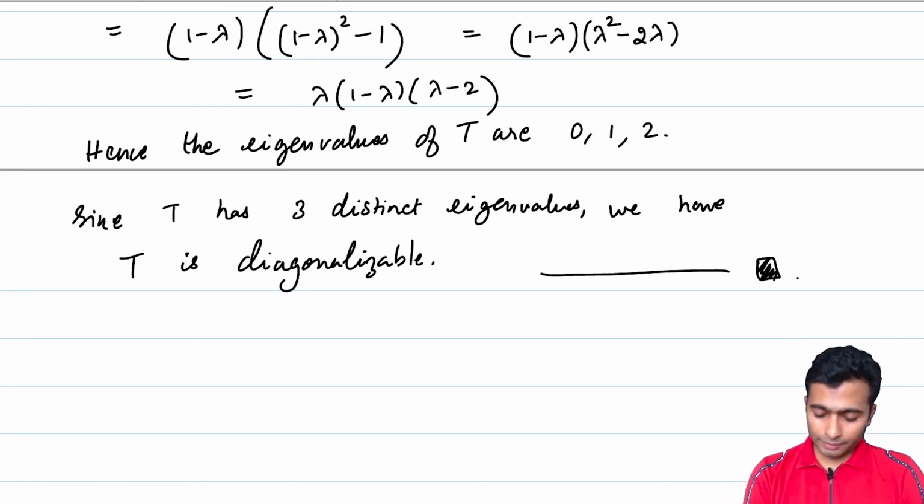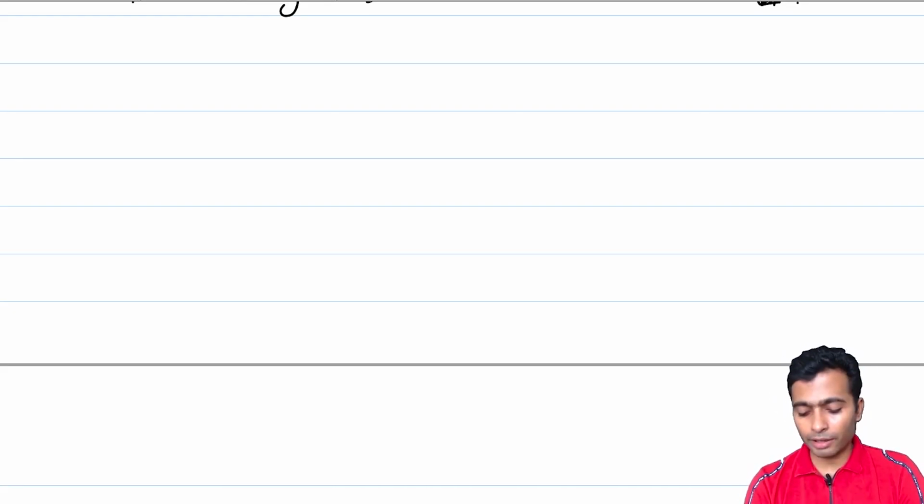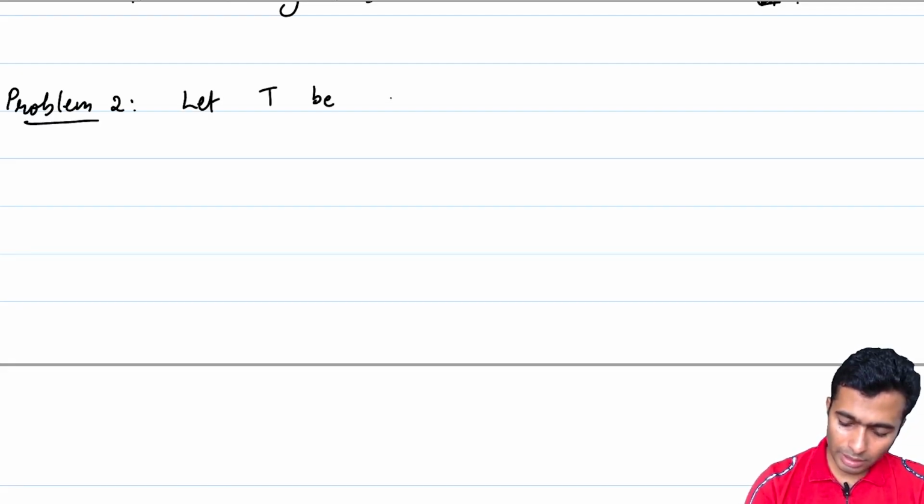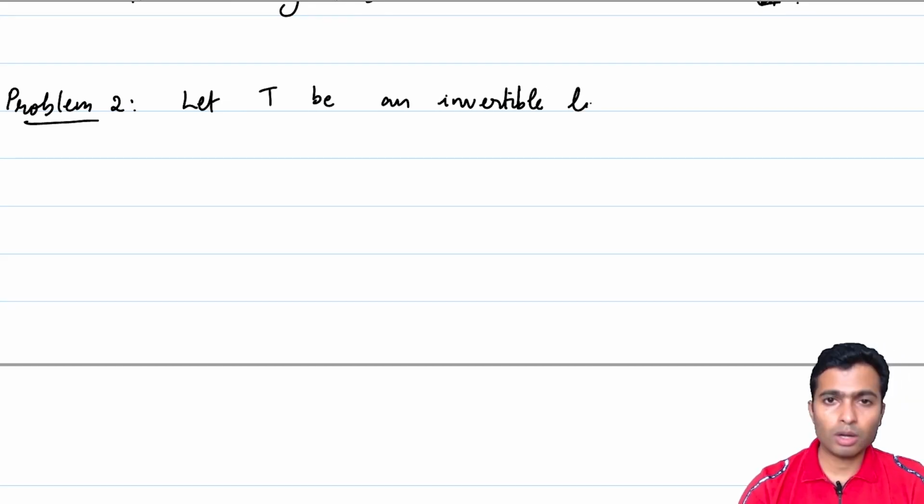Okay, the next problem. The next problem discusses the relationship between T and T inverse, about what we can say about the eigenspaces and eigenvalues of T inverse when we know about the eigenvalues and eigenspaces of T. Further, whether we can conclude anything about diagonalizability of T inverse when the diagonalizability of T is known. So let me write down the statement of the problem. Let T be an invertible linear operator on a vector space V.